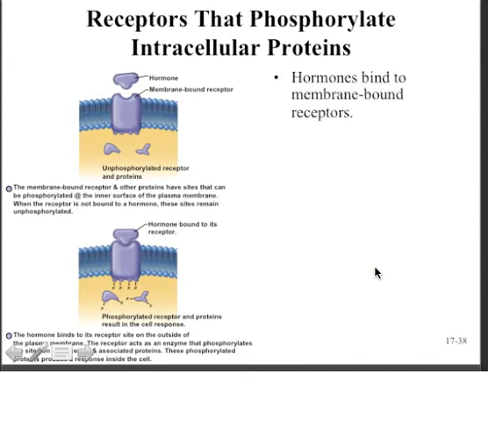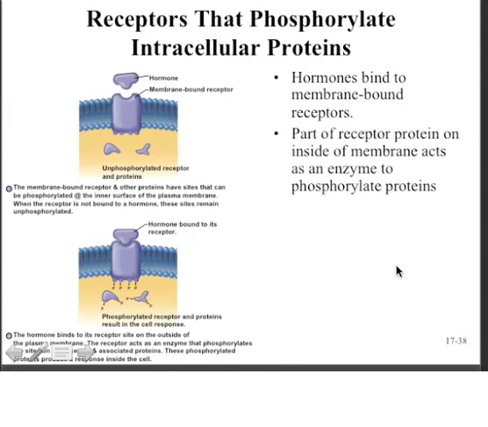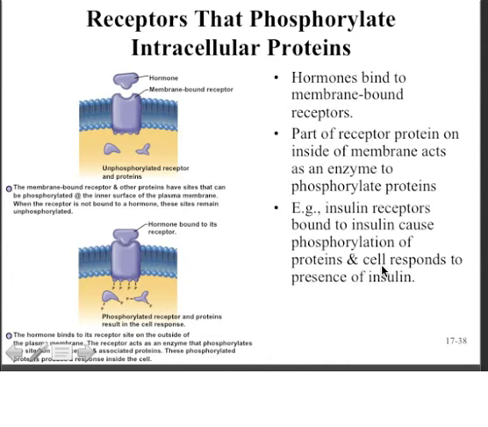There are also receptors that are going to phosphorylate intracellular proteins directly. In this case, the hormone is going to bind to its membrane receptor. Part of the receptor protein on the inside of the membrane is an enzyme that's going to phosphorylate a downstream target. The phosphorylated enzyme is now considered active and will lead perhaps to the phosphorylation of other downstream targets, which will activate other downstream targets, and eventually you'll amplify the response to the point where you'll generate the desired reaction of the target tissue.